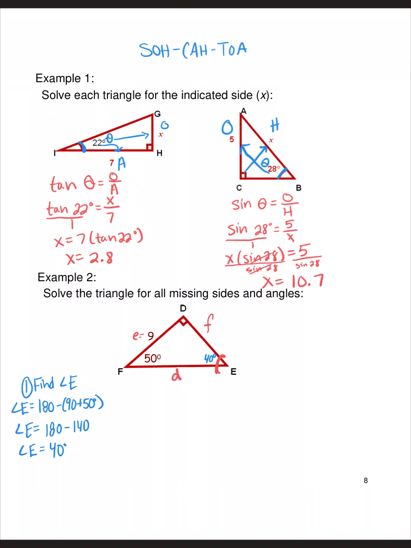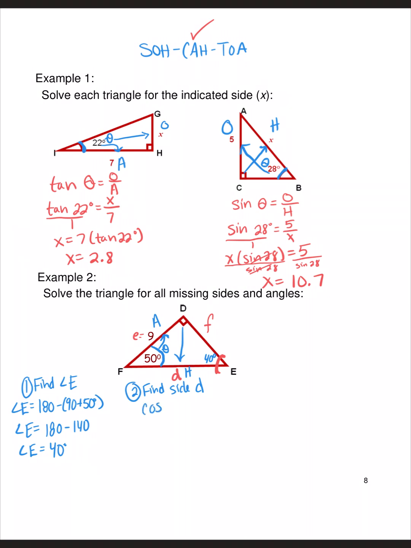Now for the next part, we're trying to find either of those two sides. We're going to call this our theta because it was our given angle. Let's try to find side D first. It doesn't matter too much which side we find first, but let's find side D. Side D is our hypotenuse, and the other side we have to work with is the side next to our given angle, which is our adjacent side. With adjacent and hypotenuse, I'm going to use cosine, because cosine is adjacent over hypotenuse.